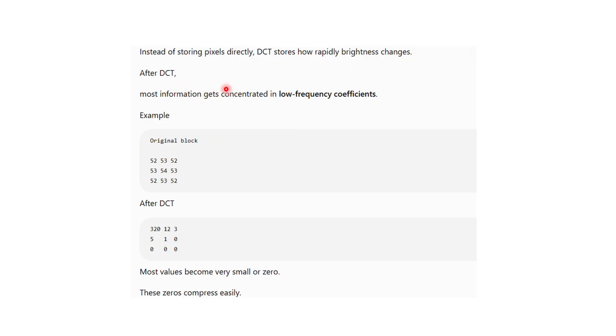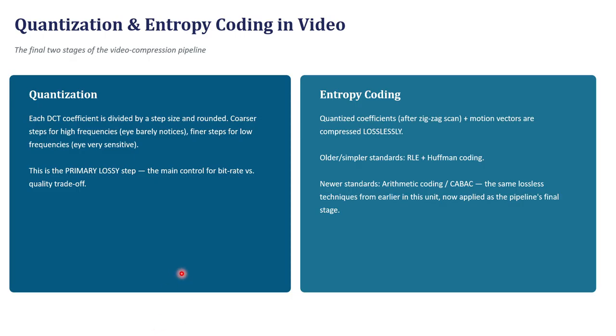After I calculate that DCT, I will get more information in the low frequency coefficients. So let's say this is the original block. After applying DCT, I will get something like this. And here many of the values might become zero.